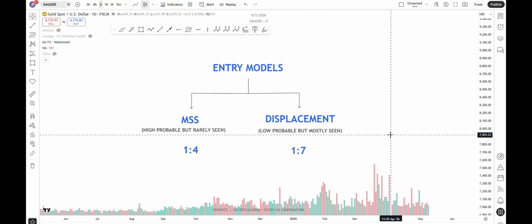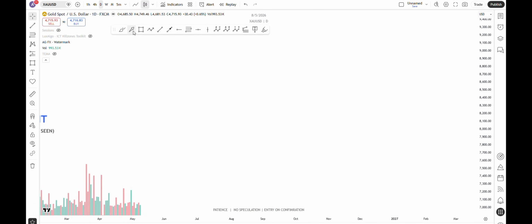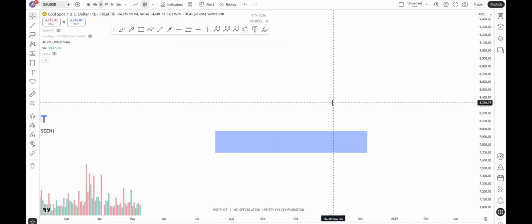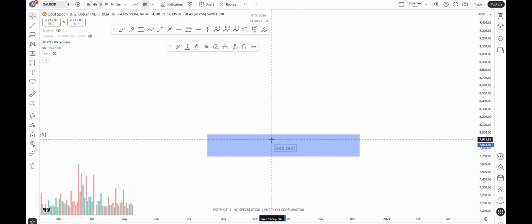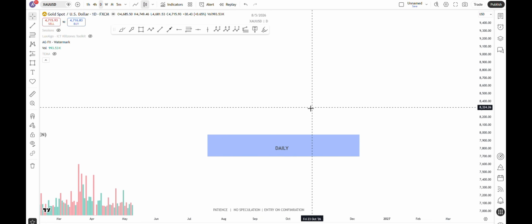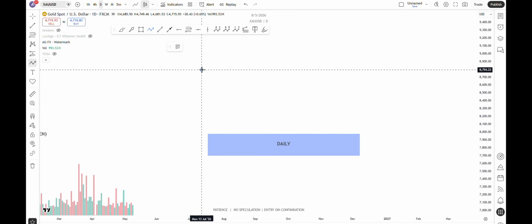That's very important. Okay, so now let's first of all talk about market structure shift. It's very simple. Let's say we have got a point of interest over here, a high time frame point of interest. Let's say this is a daily POI. As you know, if it's a daily POI, we will look at the 1 hour time frame structure.